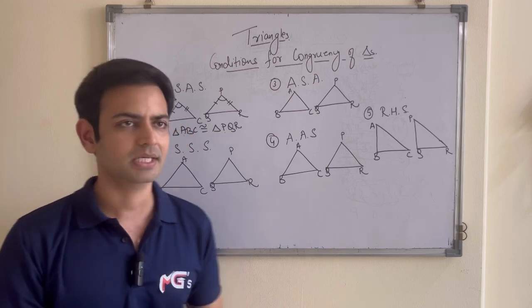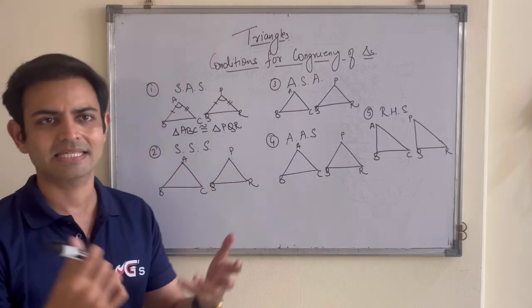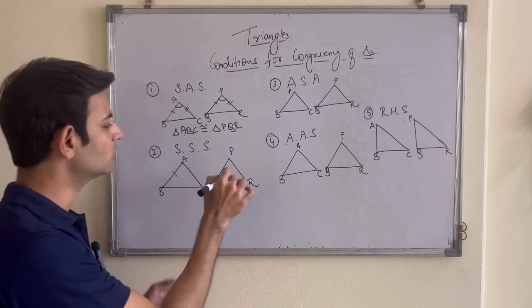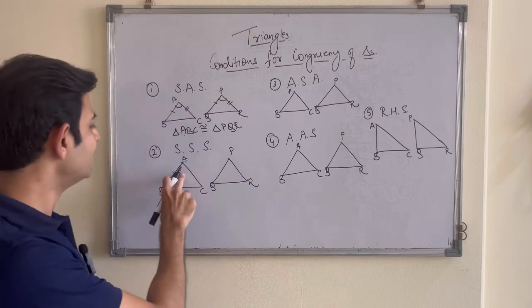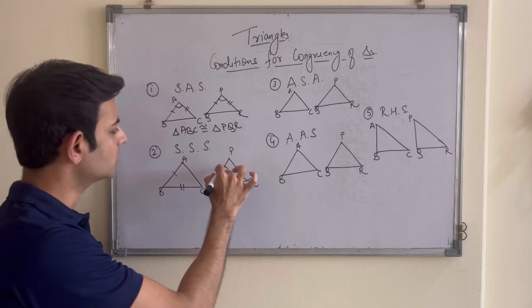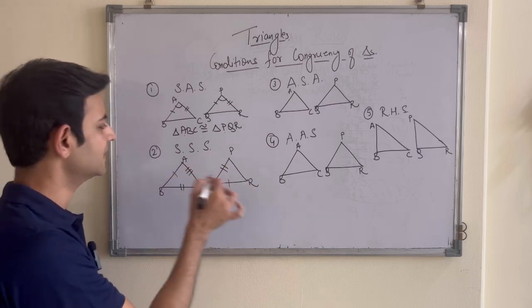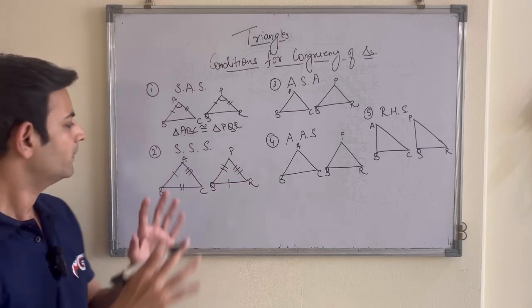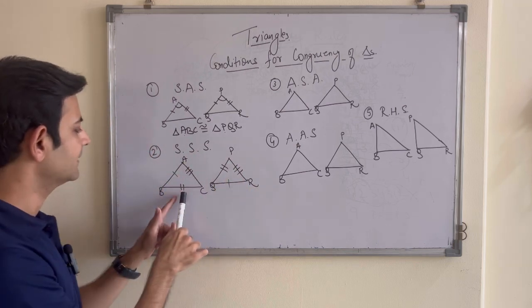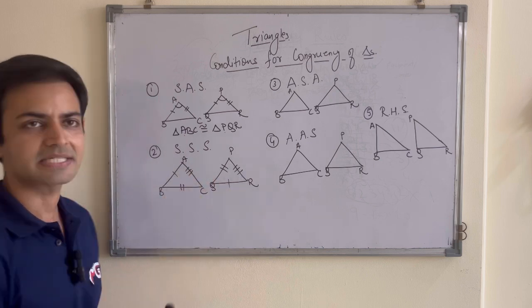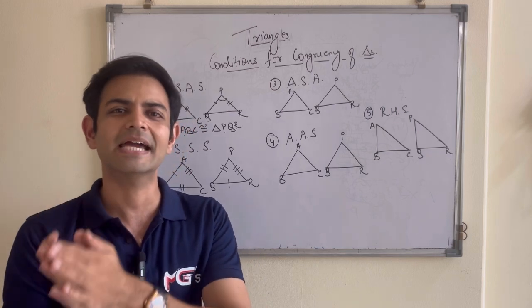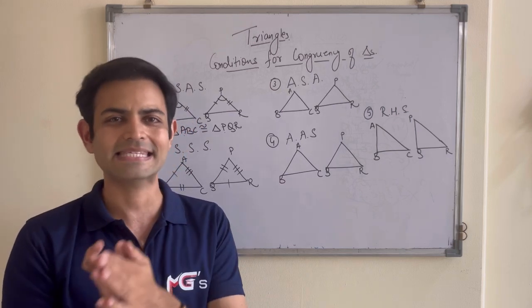Let's go for the second criteria, which is side, side, side. As it explains, all the sides have to be equal. Let's just twist this time. So AB is equal to QR, let's say. BC is equal to PQ and AC is equal to PR. Because all my sides are equal, these triangles are congruent based on side, side, side congruency, or SSS.